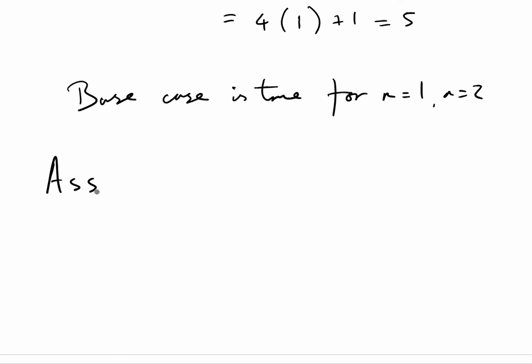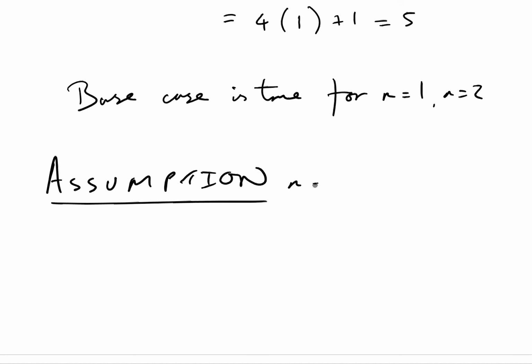Now, our next step is our assumption step. So we need to work out what the expression for the general case is, in other words n equals k, and we assume uk is true.